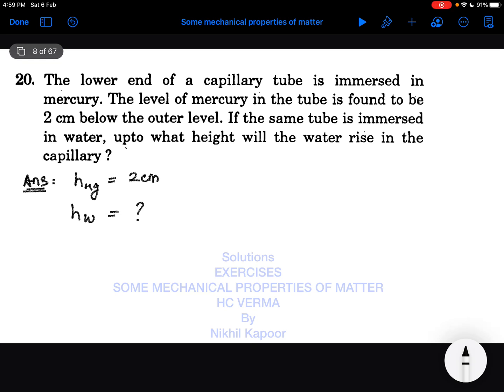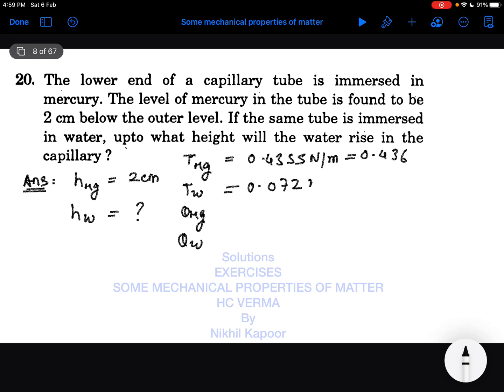So in such a case, we need to refer to the table to see the surface tension of mercury, the surface tension of water, the angle of contact of mercury and the angle of contact of water. From the table, the surface tension of mercury is 0.4355 Newton per meter, or we can round it off to 0.436, while the surface tension of water is 0.072 Newton per meter. The angle of contact of mercury is 140 degrees, and the value of cos 140 is negative 0.77, while the angle of contact for water is 0.